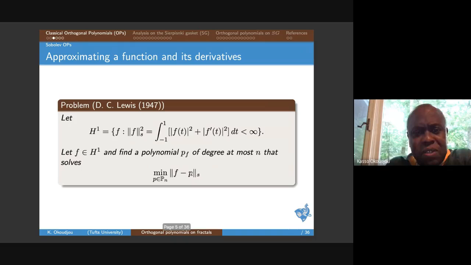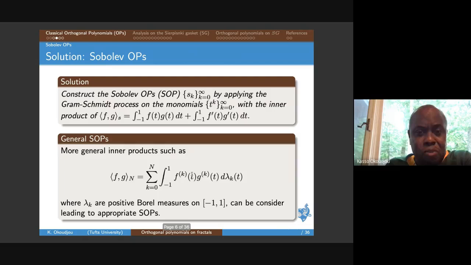So if instead you ask the same question, but rather than looking at just the function, you want to approximate not only the function but, let's say, one of its derivatives, then you can set up the same problem and ask what polynomial of degree at most n will be closest to a function in the Sobolev space H1. I believe the first person to write about this problem is D.C. Lewis in 1947. He did not introduce the notion of Sobolev orthogonal polynomials, but in his solution he essentially derived what's known today as the Sobolev orthogonal polynomial. So you can view the Sobolev orthogonal polynomial as applying the Gram-Schmidt process again onto the monomials, but you change the inner product.